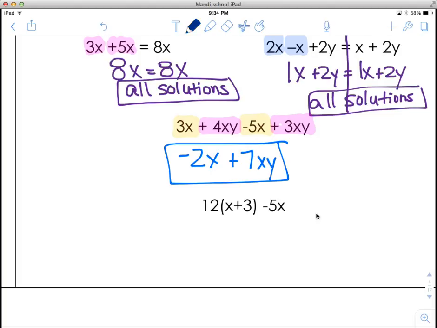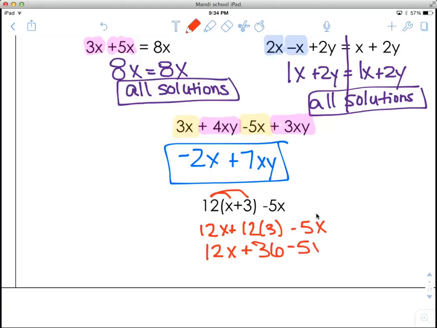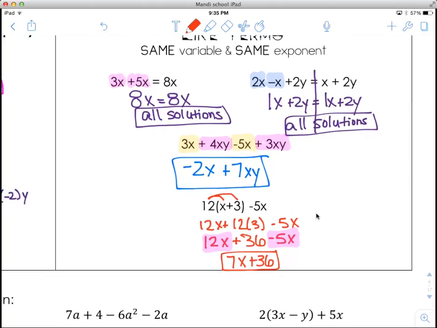Okay, on this one, we have distributive property first. So 12 times x plus 12 times 3 minus 5x. So let's take care of the middle first. 12x plus 12 times 3 is 36 minus 5x. We have like terms of 12x, like terms of negative 5x. So 12 minus 5 is 7x plus 36. So that one used some like terms and distributive property both.